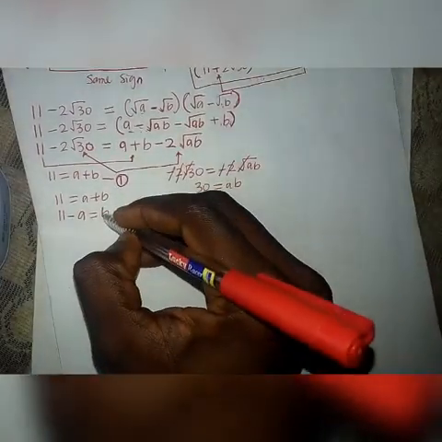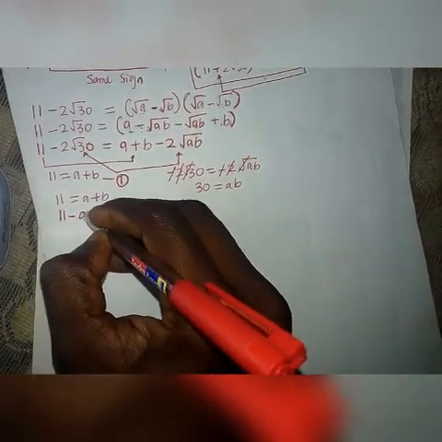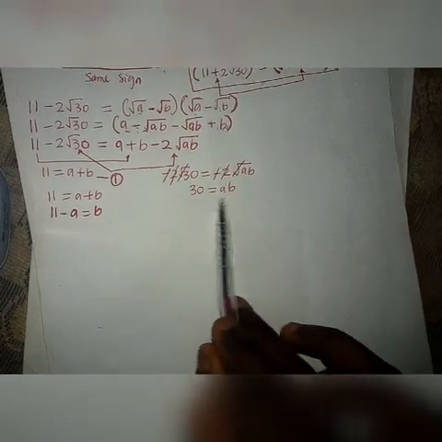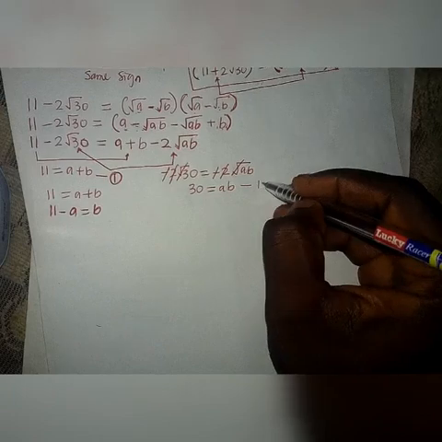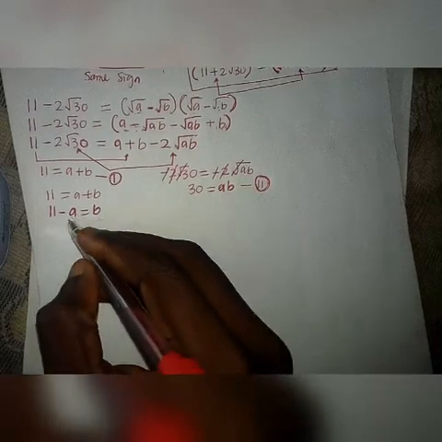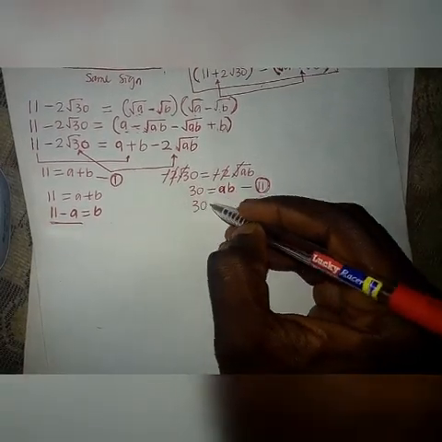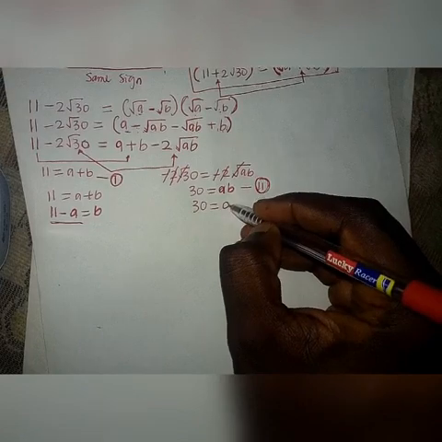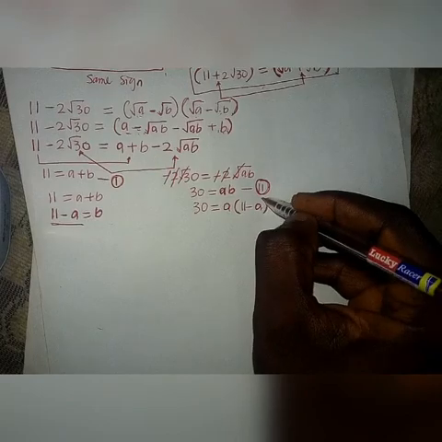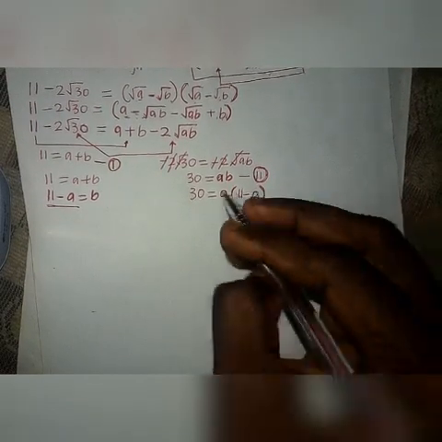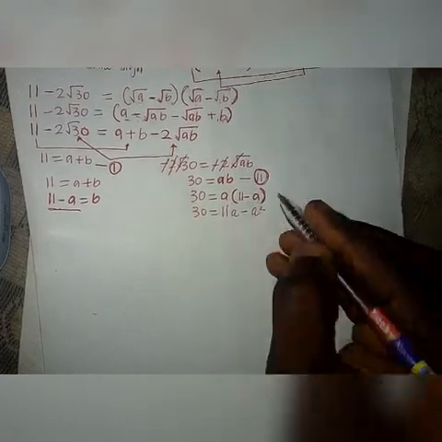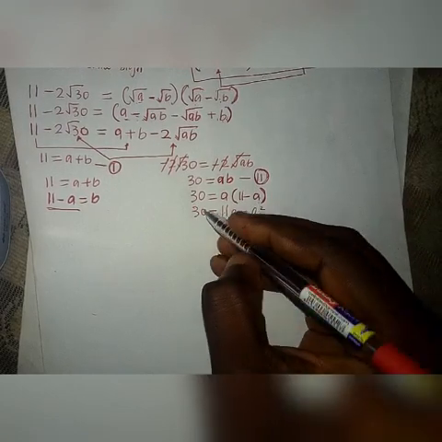So B is equal to 11 minus A. Then anywhere you see B in this second equation, you will put 11 minus A there. So 30 is equal to A times 11 minus A. That is, 30 is equal to 11A minus A square.